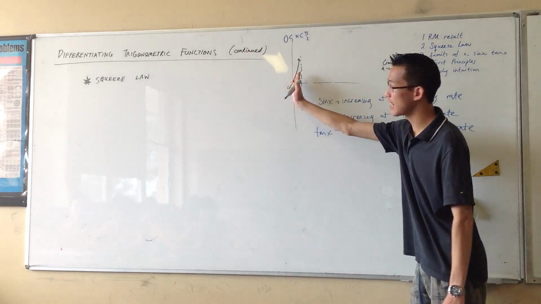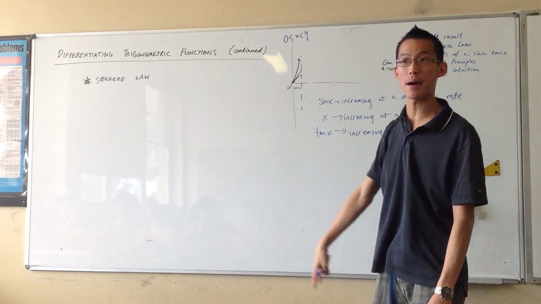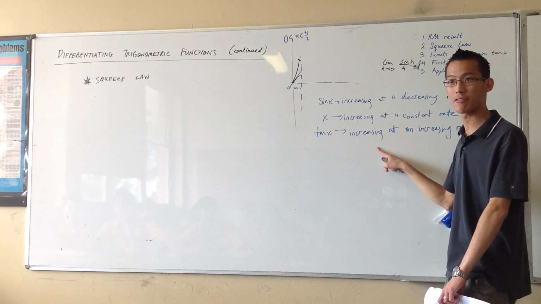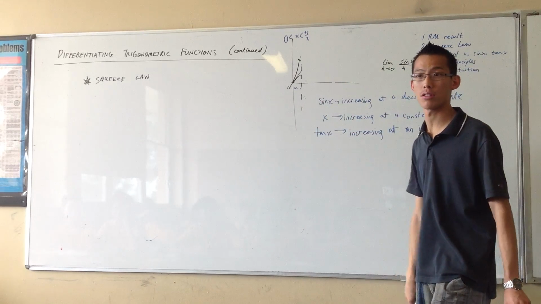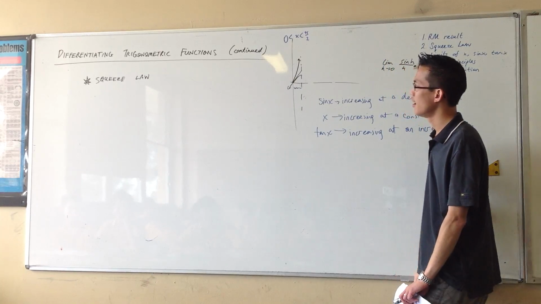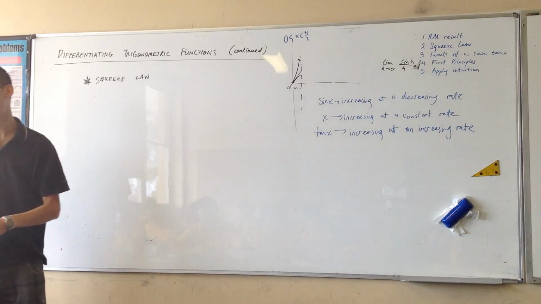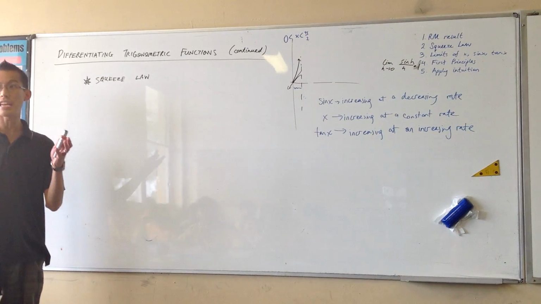It's getting closer and closer, steeper and steeper, and it never gets there, right? So it's going to keep on increasing and increasing in rate all the way up until the asymptote. Alright, therefore, off the back of that idea, what I'm going to suggest is this inequality.